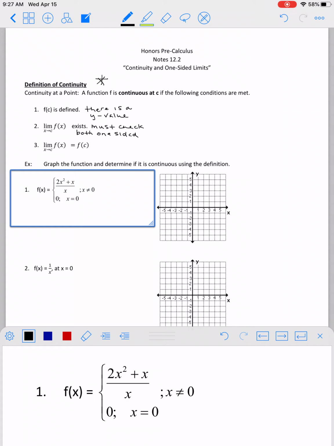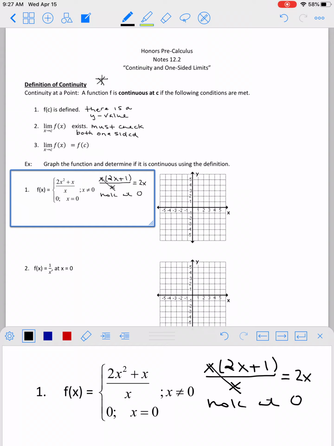A lot of these are piecewise, truly. So what we're going to do in the top part, remember, we're going to try to factor out an x, and that's going to give us 2x plus 1, and that's all over x, and those cancel. So that means there's a hole at 0. And if I plug in 0, this guy's going to act like 2x plus 1. And if I put the 0 in, I have a hole at (0, 1).